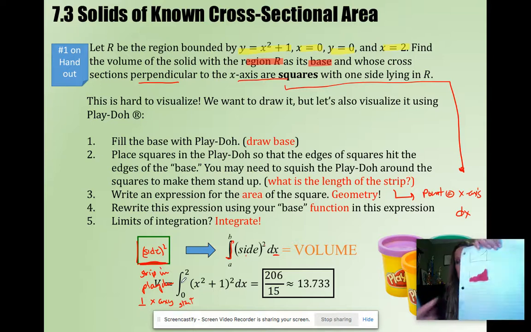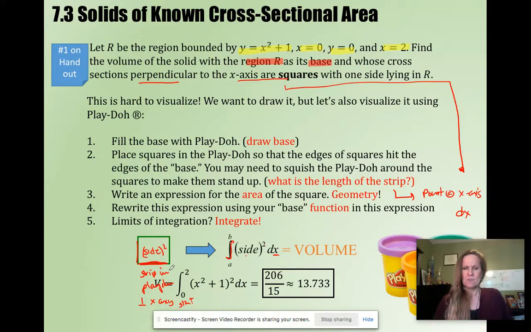I could start building squares at 0, 0, and I could put an infinite amount of squares in here until the boundary of 2. That's where these numbers came from. My strips were perpendicular to the x-axis, which is why I'm integrating dx. And x squared plus 1 was the length of the side, the length of the strip. Okay, pretty cool. That's a Play-Doh problem. You just did number 1 on the handout.